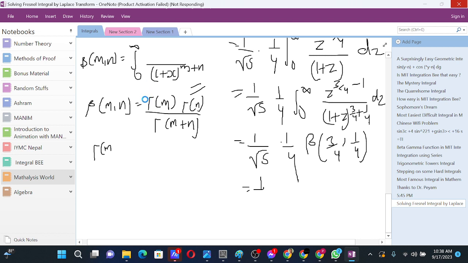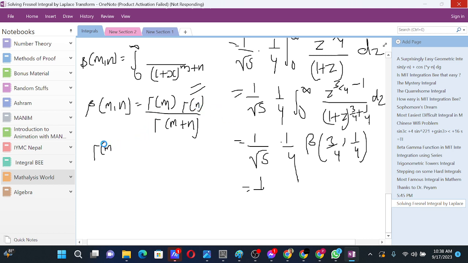After this, we will try to evaluate this beta function of 3 by 4 and 1 by 4. That will be gamma 3 by 4 gamma 1 by 4 over gamma of 3 by 4 plus 1 by 4, and gamma of 3 by 4 plus 1 by 4 is just gamma 1, that's 0 factorial, so that's 1. And in the numerator, for evaluating gamma 3 by 4 times gamma 1 by 4, we notice that it's just gamma 1 by 4 times gamma of 1 minus 1 by 4.